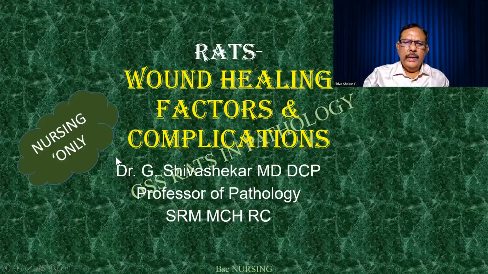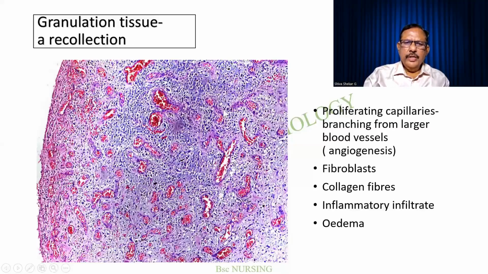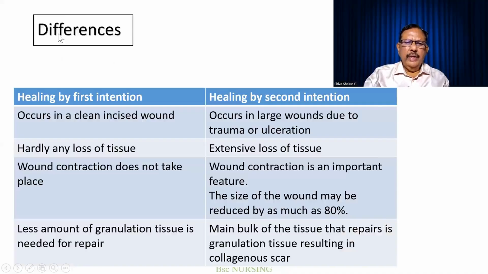For nursing only, wound healing, the factors affecting and the complications. The granulation tissue you people should recollect. So there are blood vessels, spindle-shaped fibroblasts, and a lot of inflammatory cells. Edema means space between the tissue. This is a granulation tissue, recollect. And this also I have covered in the previous class. Please recollect the difference between primary and secondary wound healing.